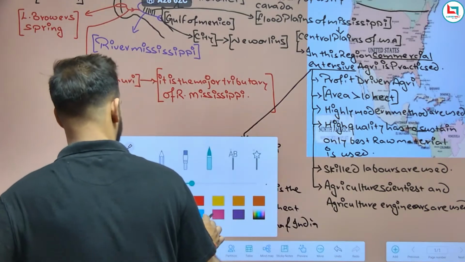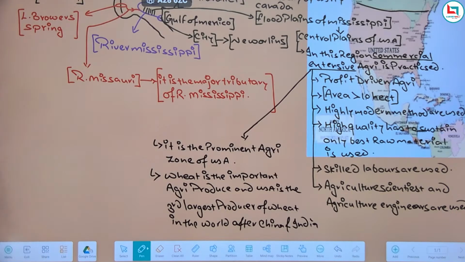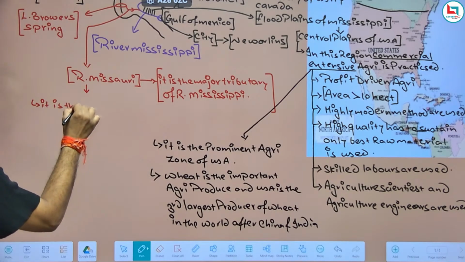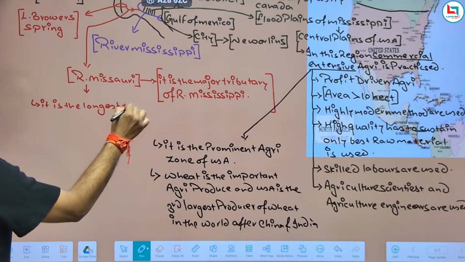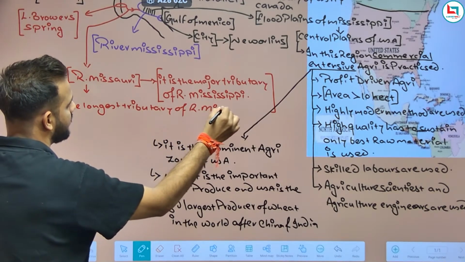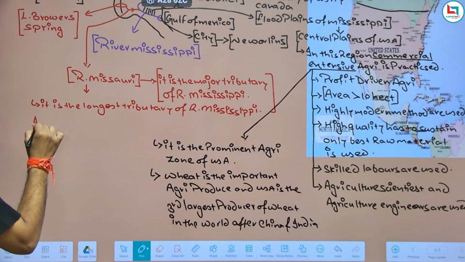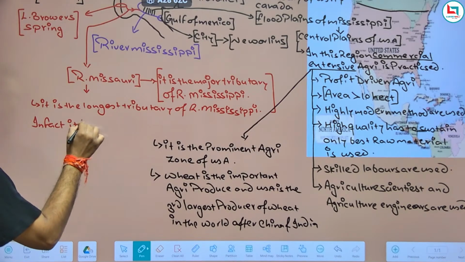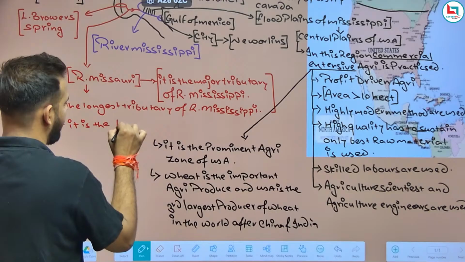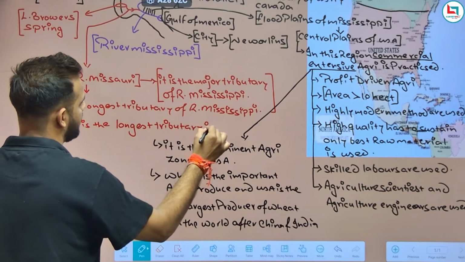Now guys, after this, when we talk about River Missouri, remember one thing. It is the longest tributary of Mississippi, River Missouri. In fact, it is the longest tributary in the world.